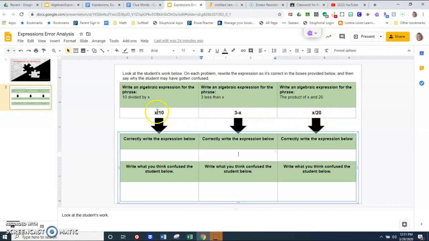Understand that these answers right here are wrong. They are incorrect. They made a mistake. So you are fixing the mistake in these boxes and then writing what you think confused the student. And you can maybe write some advice. How could the student have gotten this right? What could they have done differently? As long as you have something to help the student that got the question wrong in this box, you are fine. Just no question marks and no I don't knows.